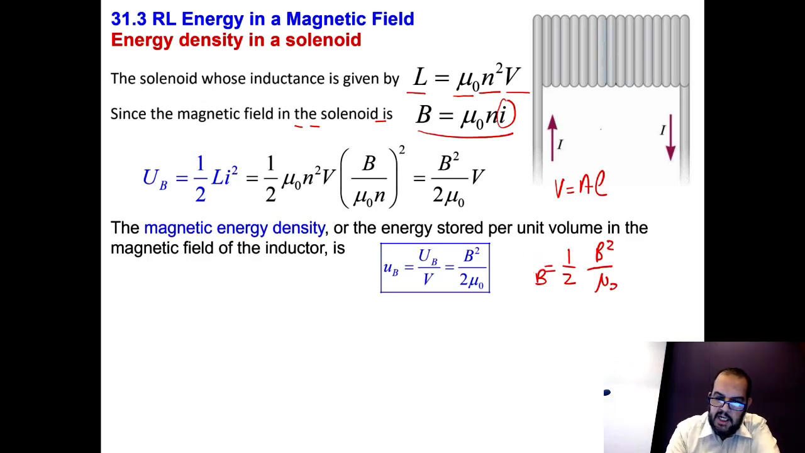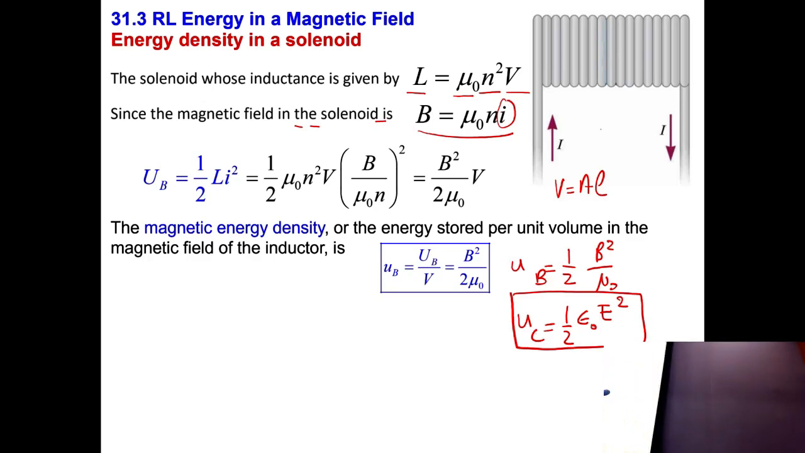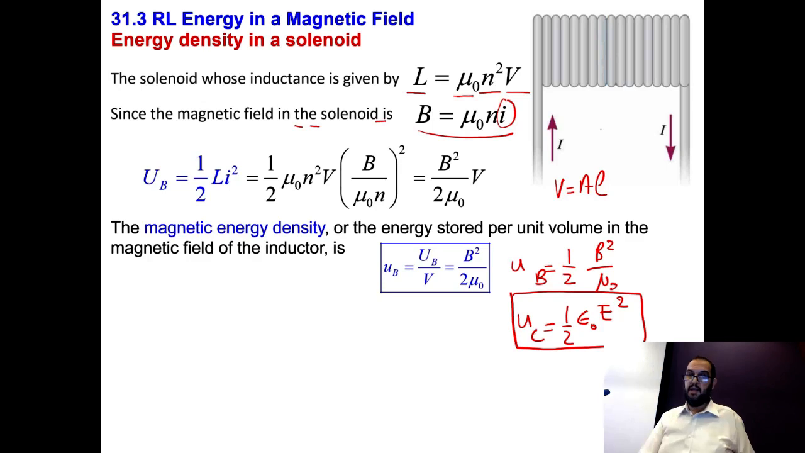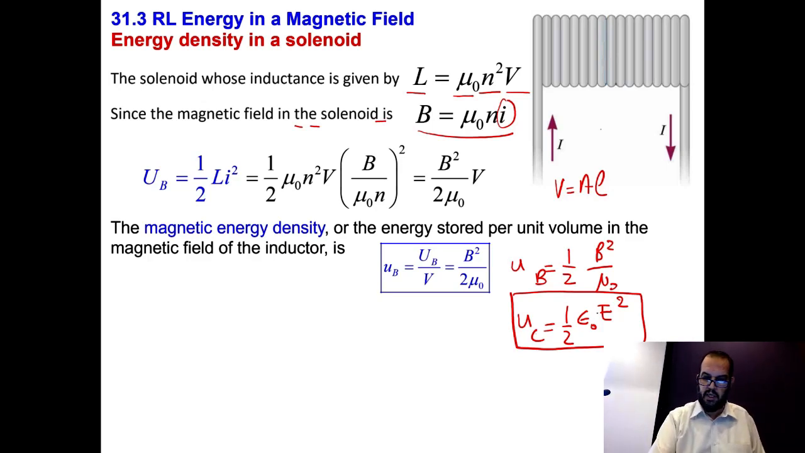Remember, we said the energy density of a capacitor, what was it? It was 1/2 epsilon 0 E squared. Remember, we said this is the energy density of any electric field. It does not have to be a capacitor. If you have an electric field in space, you can determine the energy density of that electric field by multiplying by 1/2 epsilon 0 E squared. And if you have a dielectric, you have to add the kappa, the dielectric constant, but let's assume it's in air.